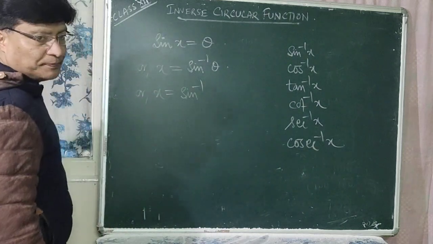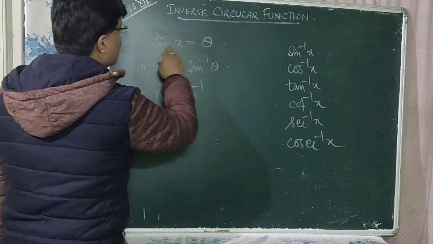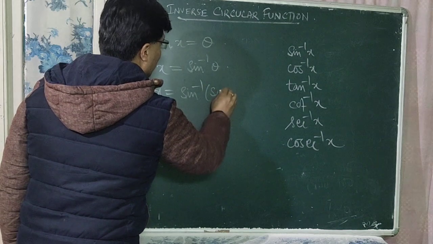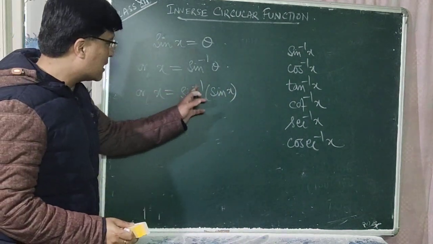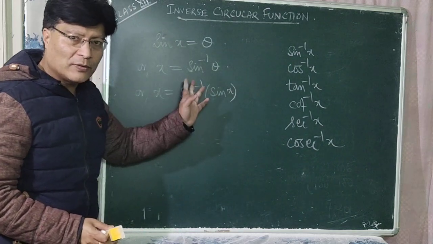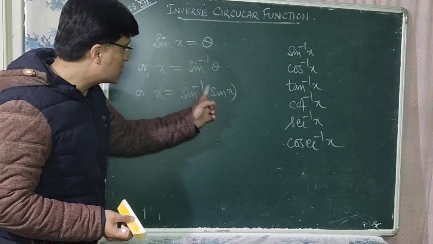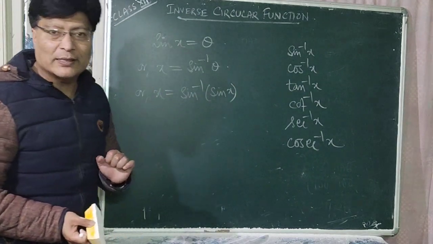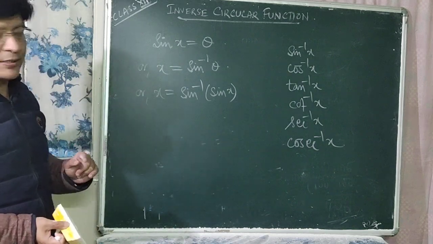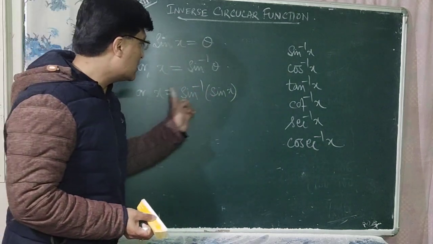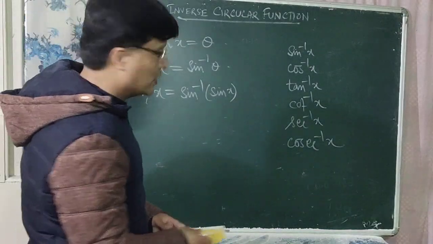Sin inverse, right? So instead of this theta, again you can put sin x within the sin inverse bracket. So x is equal to sin inverse of sin x. Or from the right hand side, what can we say? Sin inverse sin x is equal to x. This is the formula. What is sin inverse sin x? It is equal to x. So this is a formula.